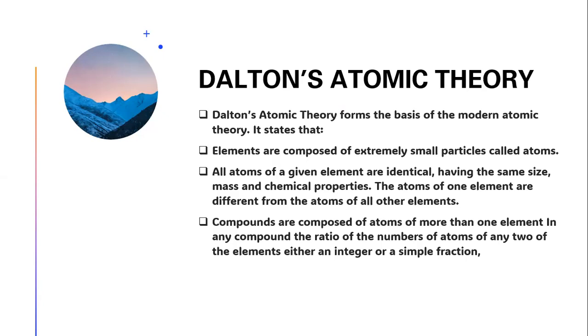Compounds are composed of atoms of more than one element. In any compound, the ratio of the numbers of atoms of any two elements is either an integer or a simple fraction. An example of that will be water, where the ratio of hydrogen to oxygen atoms is 2 to 1.